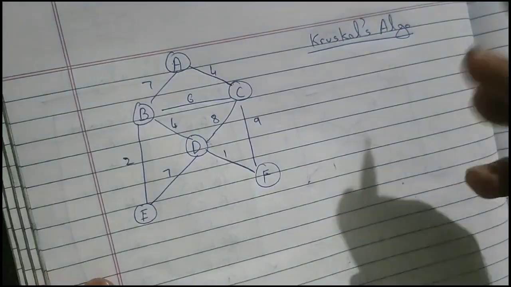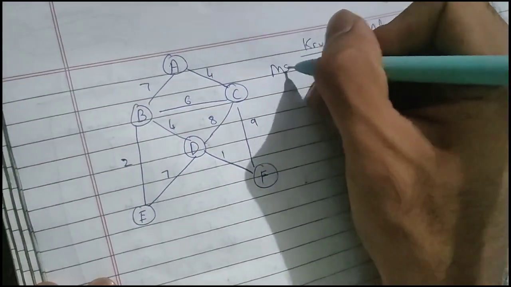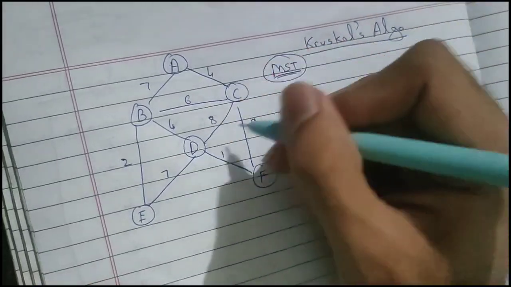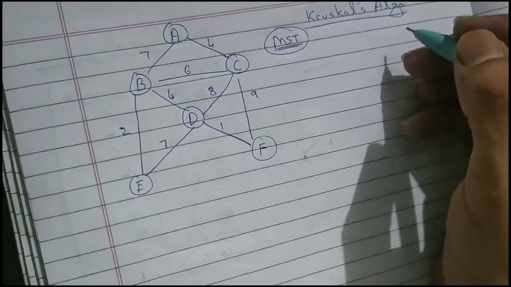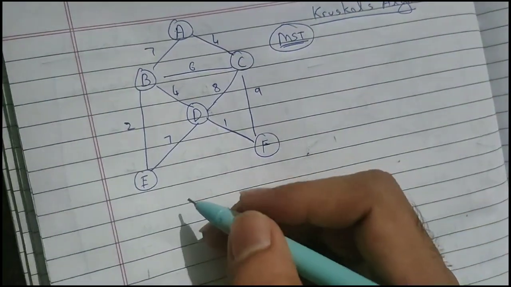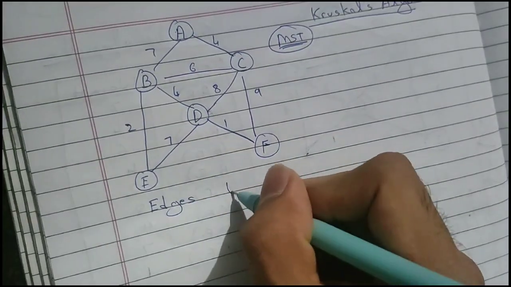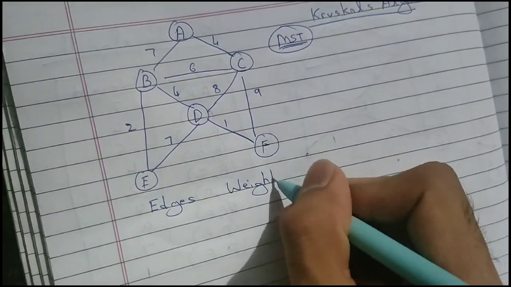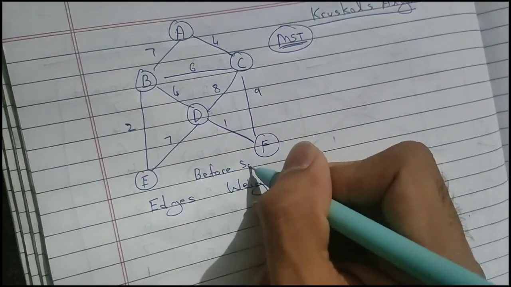Okay, so in this question we will be solving a sum of Kruskal's algorithm, which is a minimum spanning tree finding algorithm. So it will basically convert this graph into a minimum spanning tree. Firstly, in this numerical, we need to list down all the edges and their weights. This is before sorting.